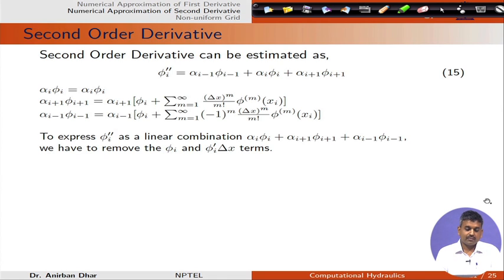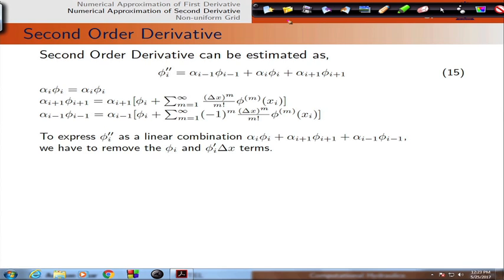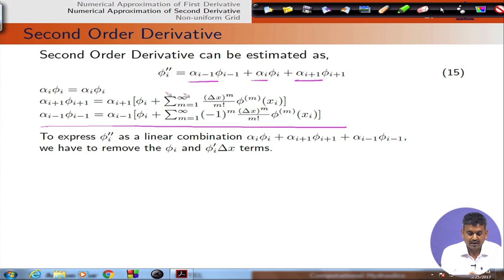Now, second order derivative, in the previous case we have estimated with a symmetric stencil or arrangement of nodes. In that case, we have considered I minus 1, I plus 1. So, if we apply the same thing here with the coefficient approach, then we can write using Taylor series expansion these three expressions.